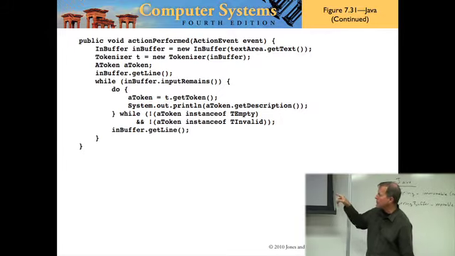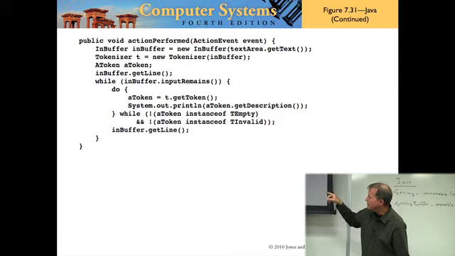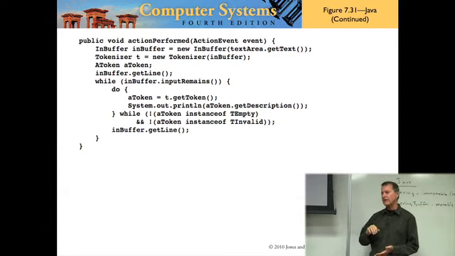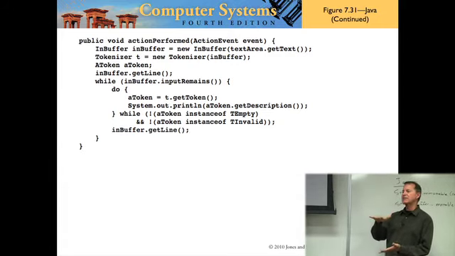Are there two loops in here? There's a while, that's the outer loop, and then what do we have inside the outer loop? A do loop. So we have an outer while loop and we have an inner do loop. Now let me ask it again. How many times does the outer loop execute? Once for each what?